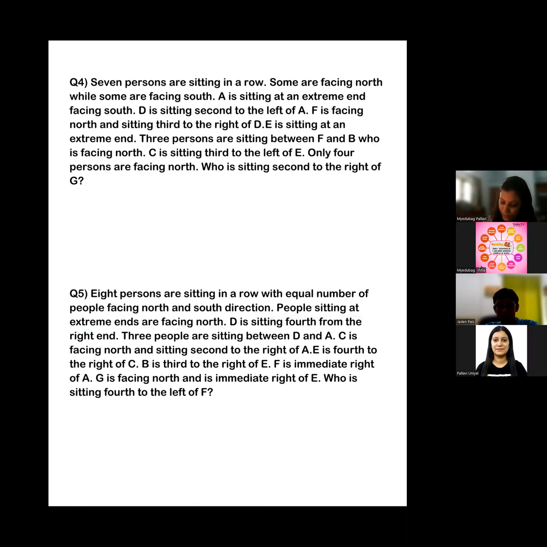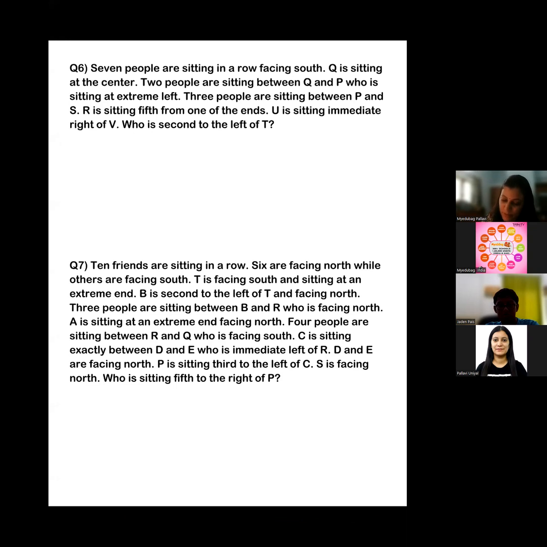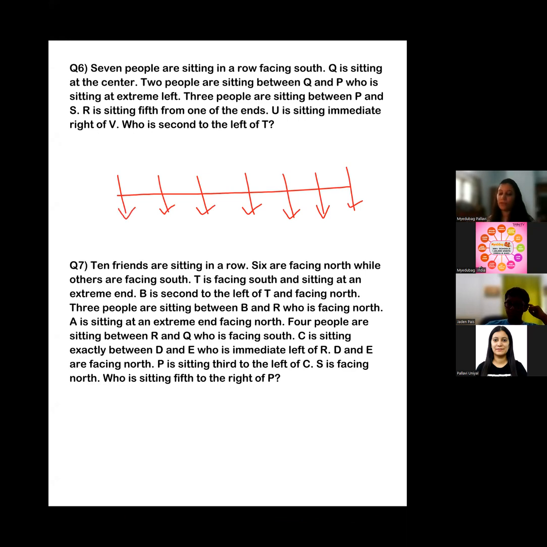Let us move to the next question. Now try question number 6. You try it first and then we'll discuss. Seven people are facing, okay, now this is again unidirectional. All of them are facing south. 1, 2, 3, 4, 5, 6, 7. All of them are facing south direction. Okay, now try for this.